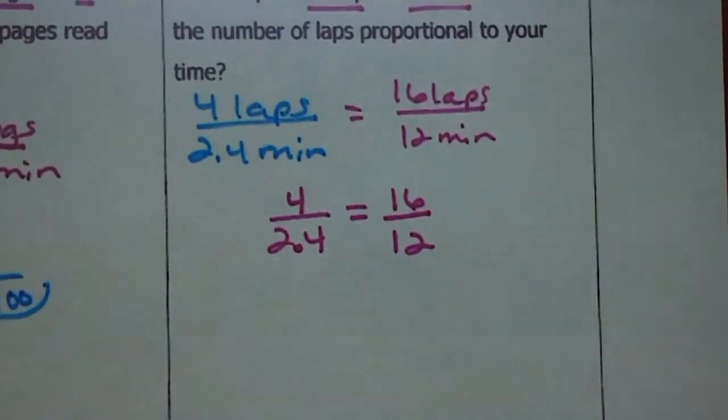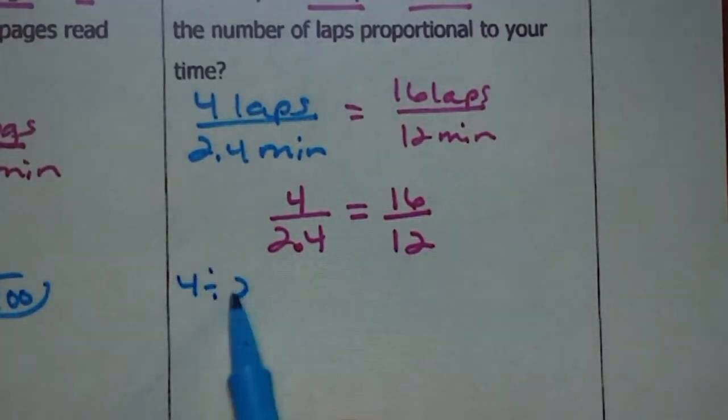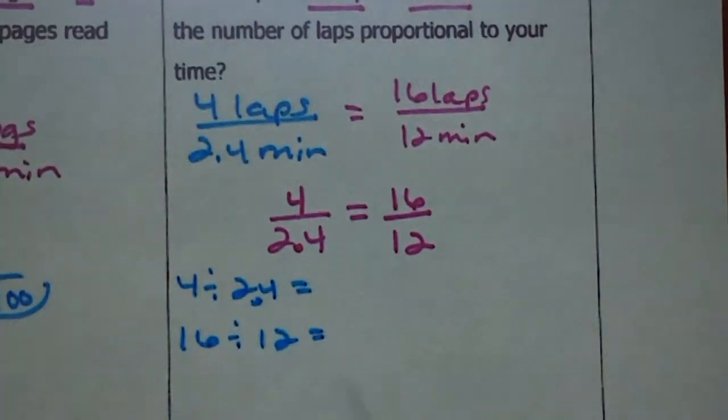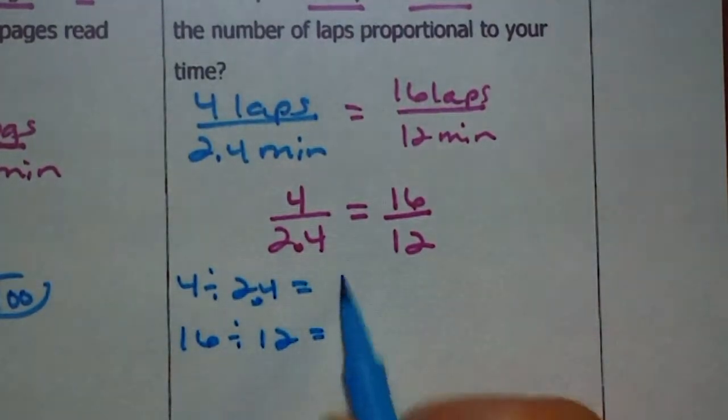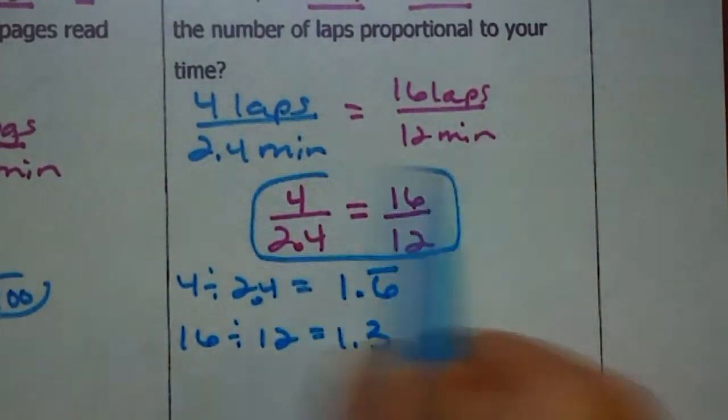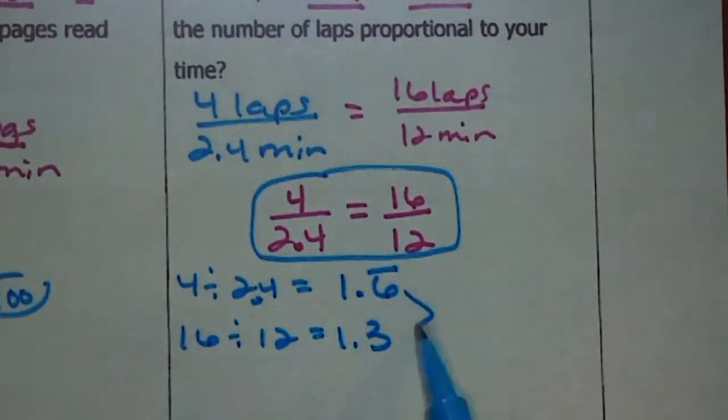I think I'll find the unit rate. Why not? So I'm going to take 4 divided by 2.4 and 16 divided by 12 and see if I get the same thing. So 4 divided by 2.4, that gives me 1.6 repeating, and 16 divided by 12, that gives me 1.3. So right here, there's my proportion. The answer to are they proportional is no.